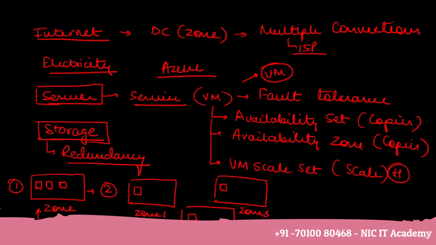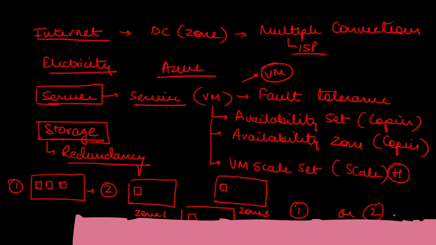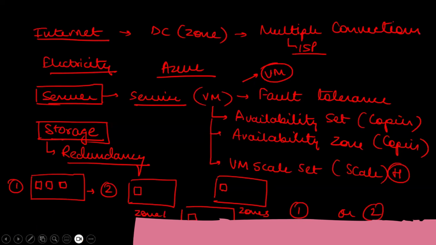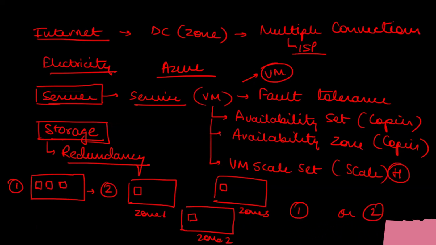But what about this situation? If I go from 3 copies in a zone to one copy each in three zones, where will I have higher availability? One or two? Please try to put your answers in the chat window. Where do you think we'll see more availability? Two? All right, great. Yes, that is absolutely correct. In option number two, we'll see more availability.